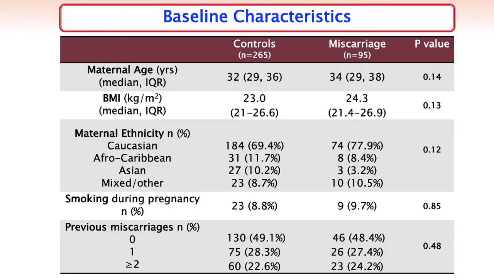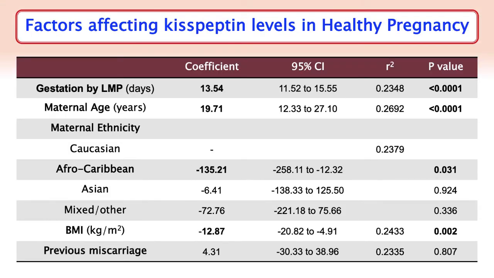There were no significant differences in the baseline characteristics of 265 women with healthy pregnancy and 95 women who suffered miscarriage. Using a multivariable linear regression model, we evaluated the baseline characteristics that contributed to the intersubject variability in plasma kisspeptin levels in women with healthy pregnancy. Gestation and maternal age were associated with higher plasma kisspeptin levels, whereas Afro-Caribbean ethnicity, smoking during pregnancy, and BMI were associated with lower kisspeptin levels.